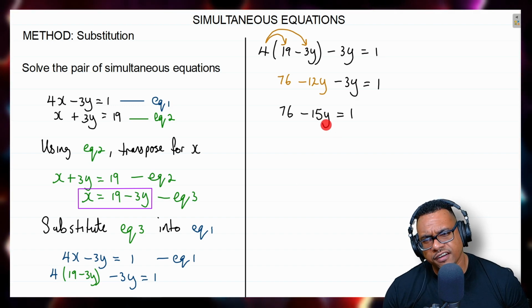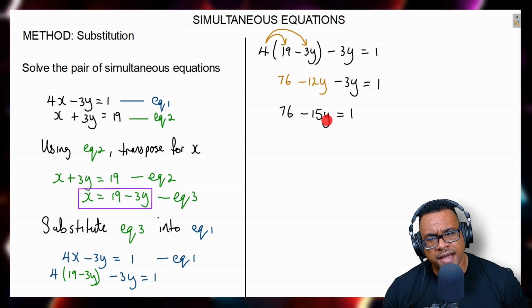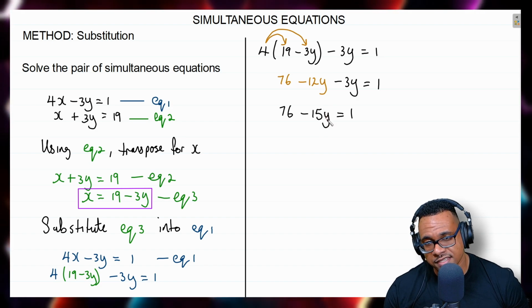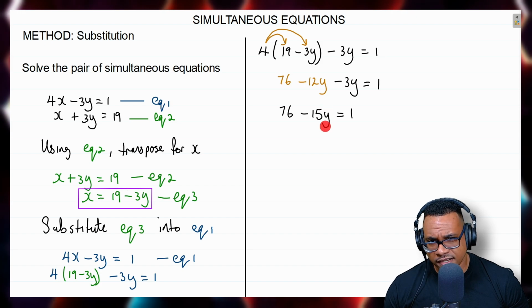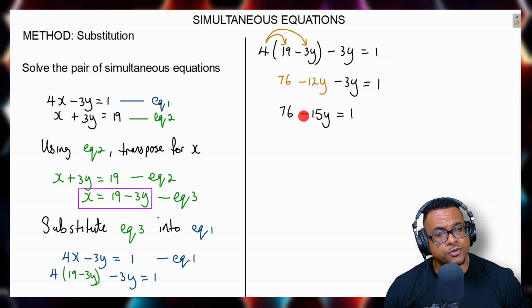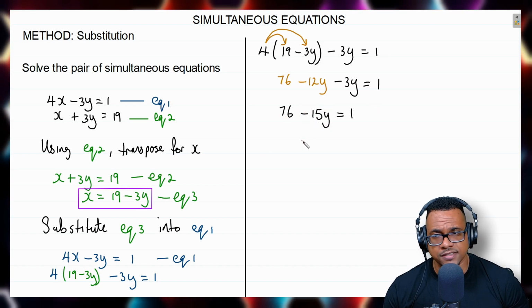Now, when we are trying to find the value of y, it means we want this y by itself on one side of the equal sign. So since the y is already on the left-hand side, I'll keep the y on the left-hand side and I'll move everything else across to the right-hand side. So let's see how we do that.